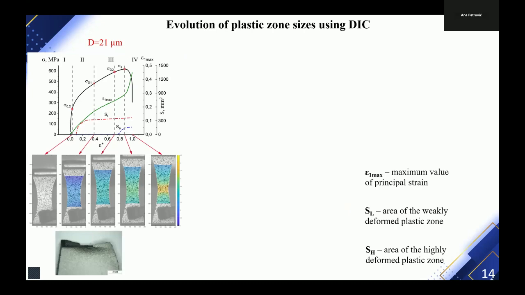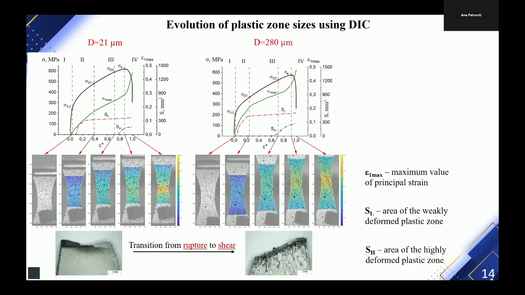We find that in the state with grain size 27 micrometers, we have a rupture, a fracture, but after heat treatment to 218 micrometers, we have shear rupture, and we see it in the digital image correlation pictures and in this curve, because highly deformed plastic zones start to grow in the third stage of fracture. And also we find that the area of the weakly deformed plastic zone obeys an equation similar to the Hall-Petch equation, with a square of grain sizes.